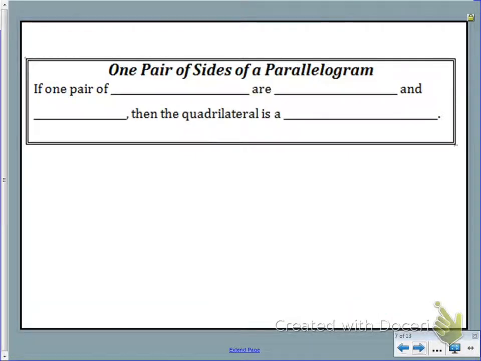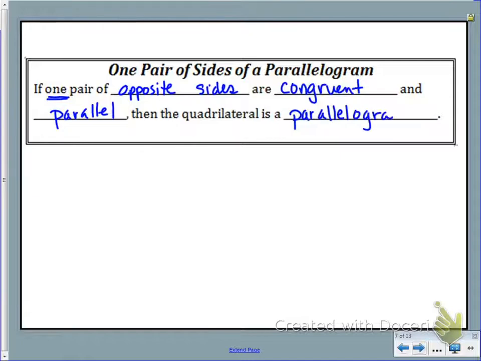All right, another way to look at parallelograms and proving something's a parallelogram is to use the opposite sides. But in this case, we're not going to use both pairs of opposite sides. We're going to say one pair of opposite sides. So if we can show one pair of opposite sides to be congruent and parallel, then the quadrilateral is a parallelogram. Now, according to this, I'll let you put it in your annotations.